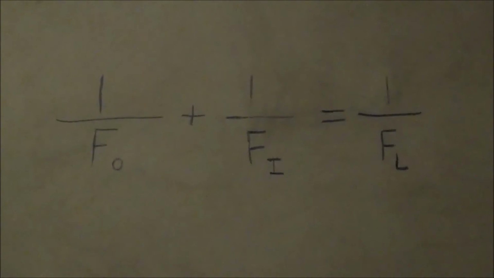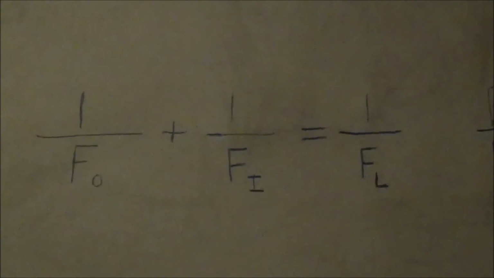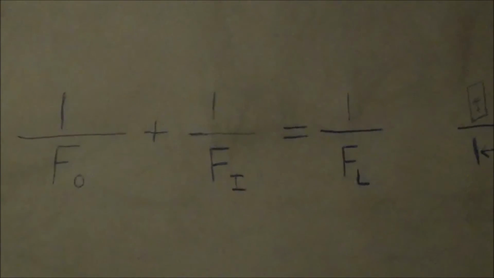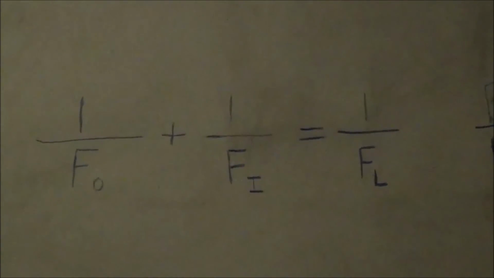Now, for these distances: FO is equal to 41 centimeters. It came out pretty exact. FO is 41 centimeters. FI is 37 centimeters. What you are to do is to figure out FL, which is the focal length, based on this setup.